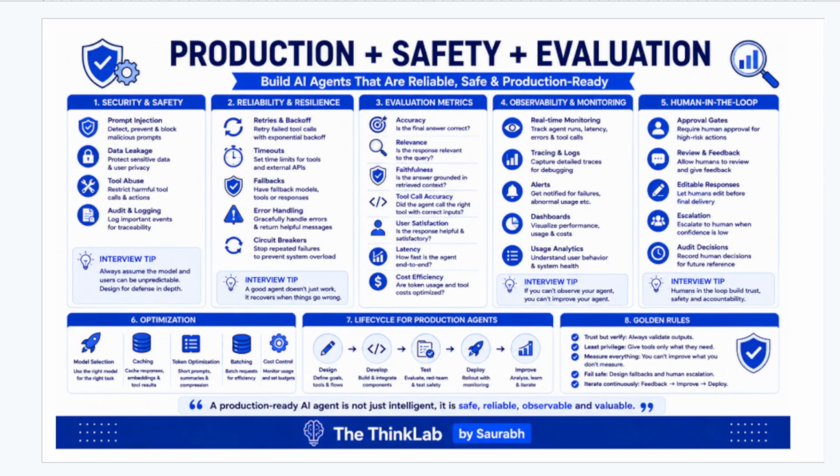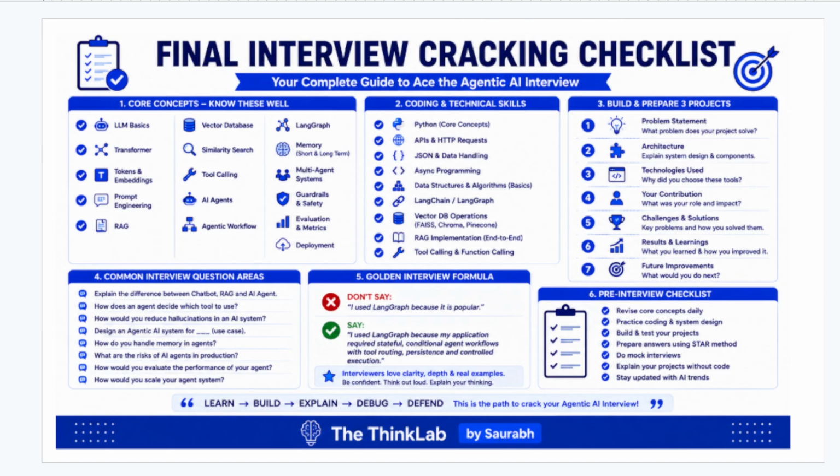Now we are moving to slide number 9: the final interview cracking checklist. We have reached the final stage. This is your final checklist before attending any agentic AI interview. First, LLM fundamentals. You should understand the transformer, tokens, embeddings, context window, and model generation. Second is prompt engineering. You should be able to design prompt structure. Third is RAG. You should be able to explain and implement an end-to-end RAG pipeline. Fourth is vector databases. Understand why they are used and how similarity search works.